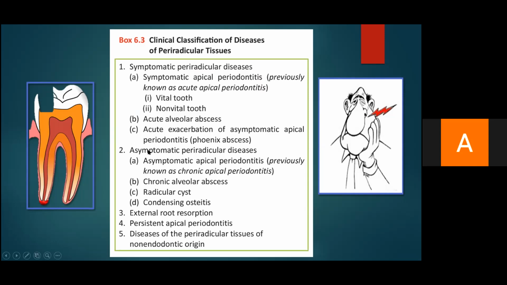We have symptomatic and asymptomatic, symptomatic divided into 3 parts, asymptomatic also divided into 3 parts. Then there can be external tooth resorption, persistent apical periodontitis. Apical periodontitis can also be due to a malocclusion scenario, but as we are dealing with the endodontic aspect, this is how it progresses from pulpal inflammation to periradicular inflammation.